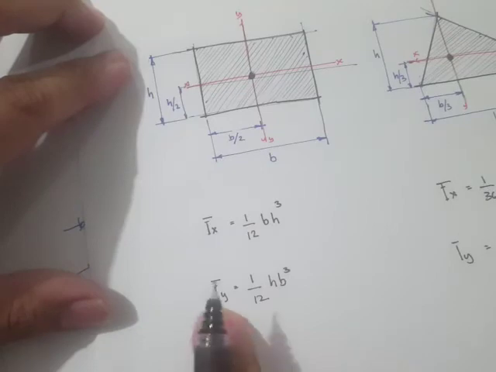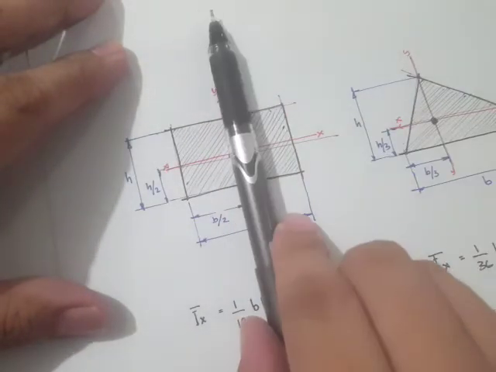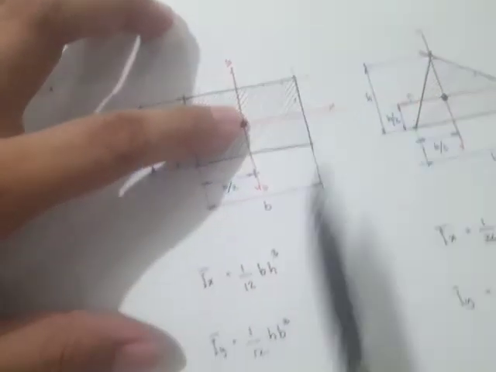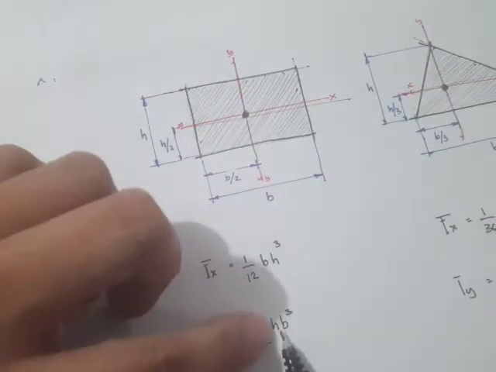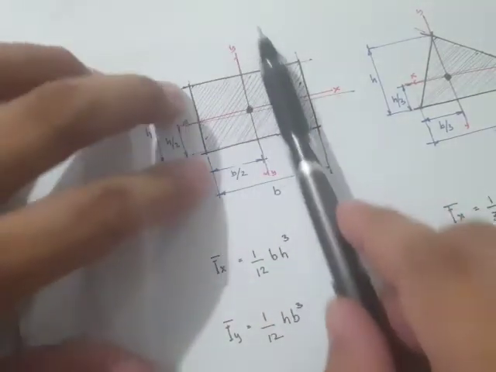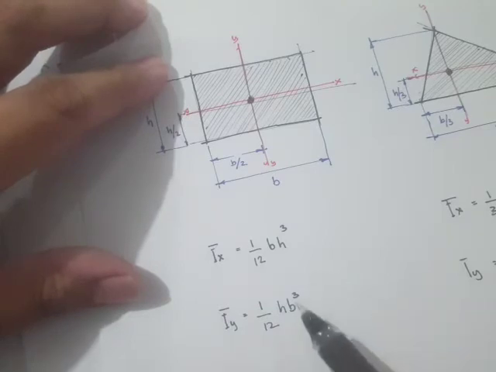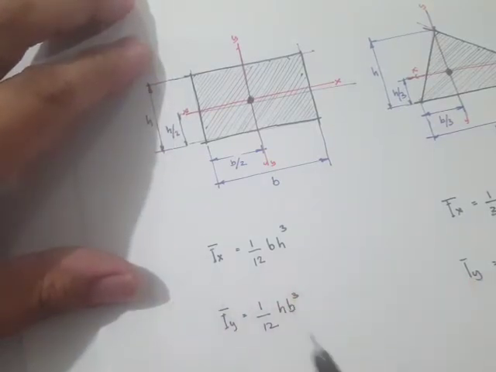Now if you take the moment of inertia along the y, the first degree term is the height, and the third degree term is the base. Okay, so that's it.